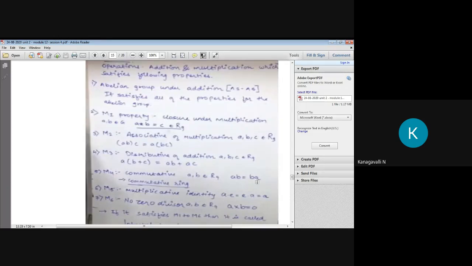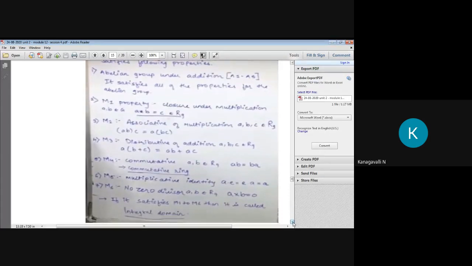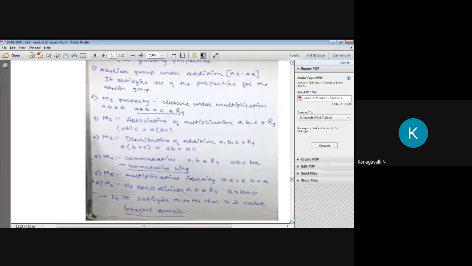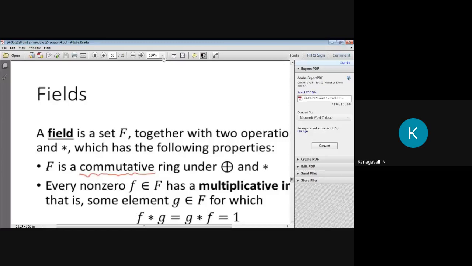It is a commutative ring, right? Then the multiplicative identity, the same thing: a dot e equals e dot a. If it is addition, a plus e equals e plus a, that is the zero, right? Then no zero divisors: a into b equals zero. If it satisfies these M1 to M6, it is called an integral domain, right? That means it covers the ring.